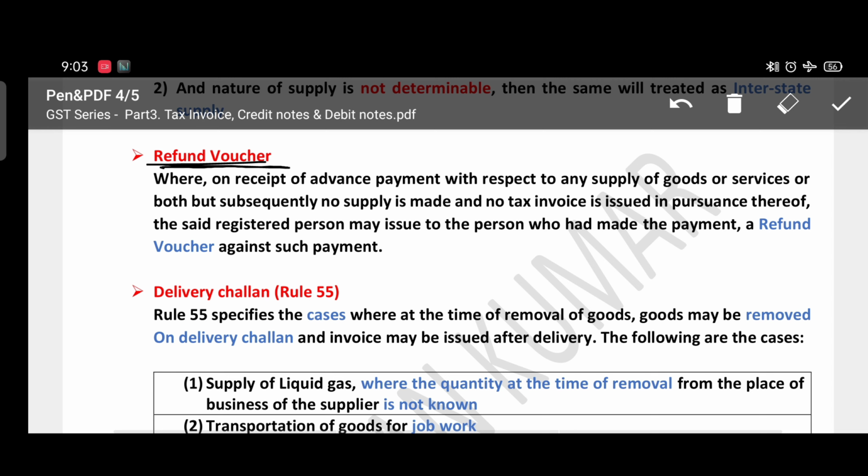When he has issued a receipt voucher saying that he has taken the advance payment, but subsequently no supply is made or no tax invoice is issued in pursuance thereof, then he has to give the refund. He has to issue a refund voucher against such payment, because he didn't make any supply against the services for which he took the advance. So subsequently he has to issue a refund voucher.